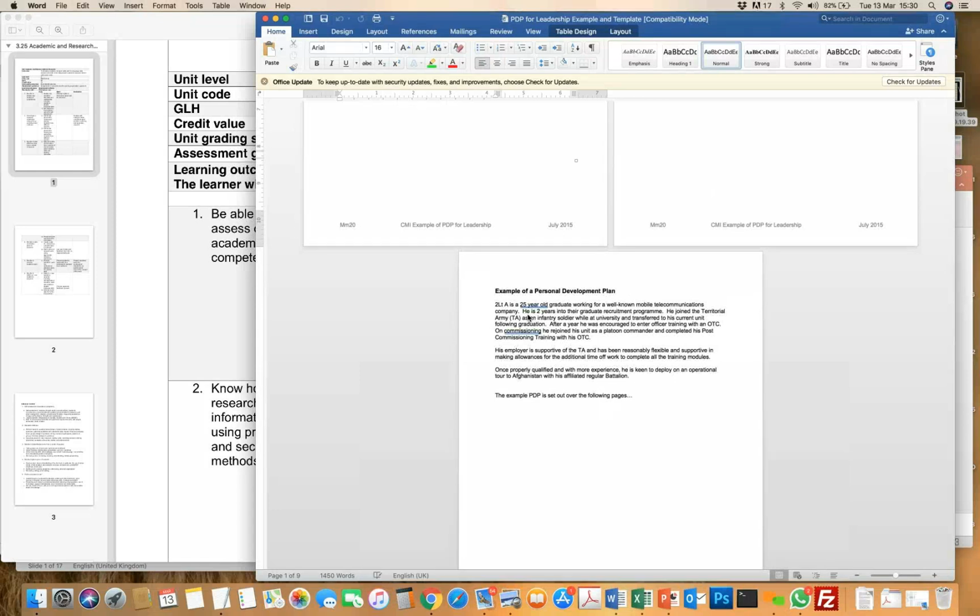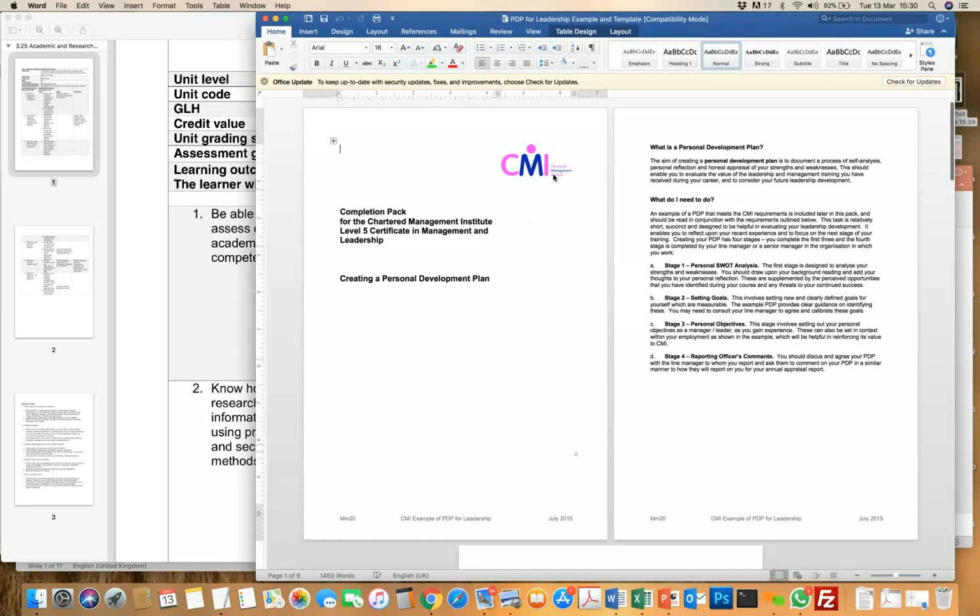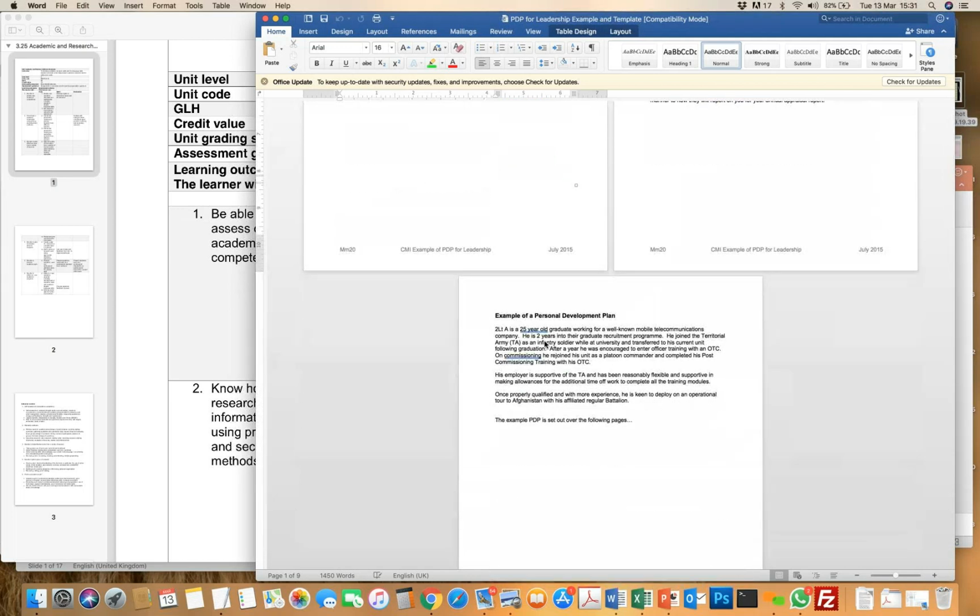So it gives a bit of background on why the personal plan is being put together. Here, the Chartered Marketing Institute is a very well-known body, so obviously use the template which they have provided on the website. This is something you can Google, and I can send it to you as well. I downloaded it from the open space on the internet. They have given an example of an individual who has a background in mobile telecommunication. He also works in the Territorial Army, and he's been encouraged to enter training to get into the next position, which is platoon commander.